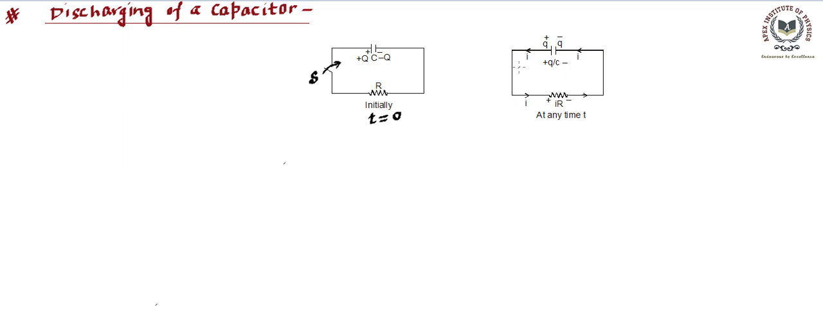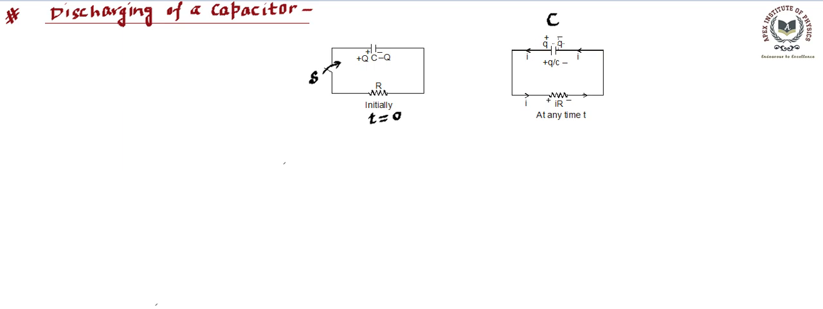What we are assuming is that at any time t, the charge on this capacitor C is now small q, and it is still positive on this plate and negative on this one. Initially it was capital Q, now the charge has become small q, and the current I is running through like this. So I is the instantaneous current, and small q is the instantaneous charge.